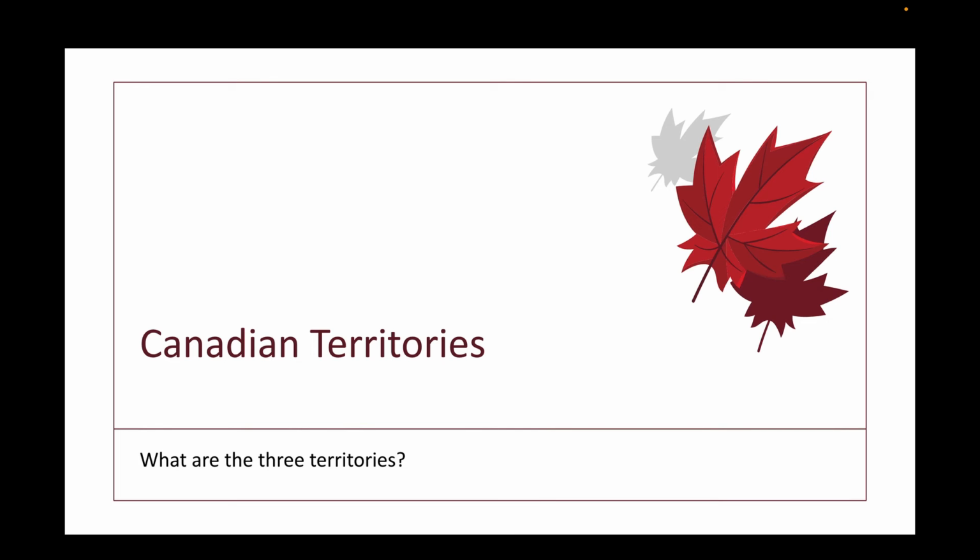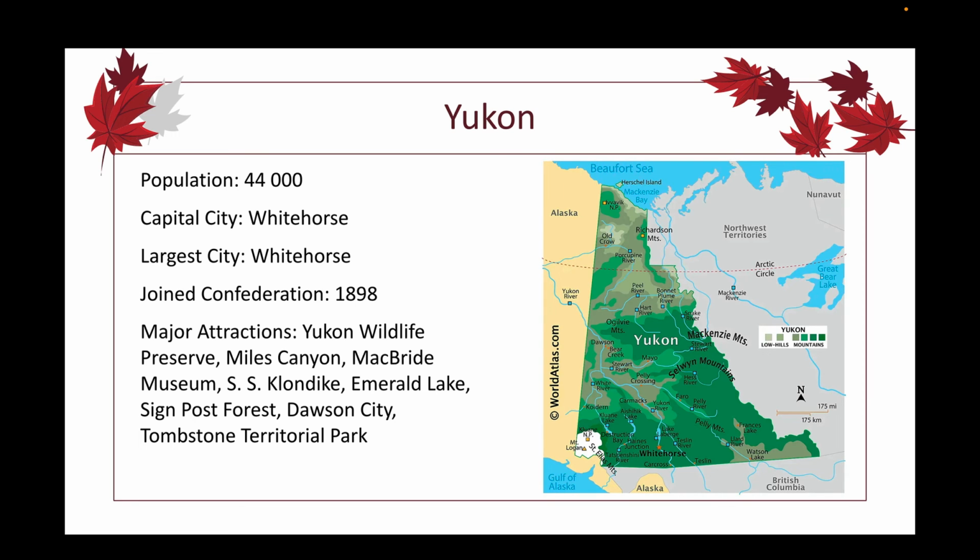Okay, let's move on to some Canadian territories next. We've got 3 territories that we're going to end the lesson with here. So our first territory, we are going to start in Western Canada, just north of British Columbia. We've got the Yukon, whose capital city and largest city is Whitehorse, and the entire territory only has about 44,000 people. They joined Confederation in 1898 because the Klondike Gold Rush was happening up in the Yukon, and they wanted to establish a local government to be able to support all of the influx of people coming in to benefit from the gold rush.